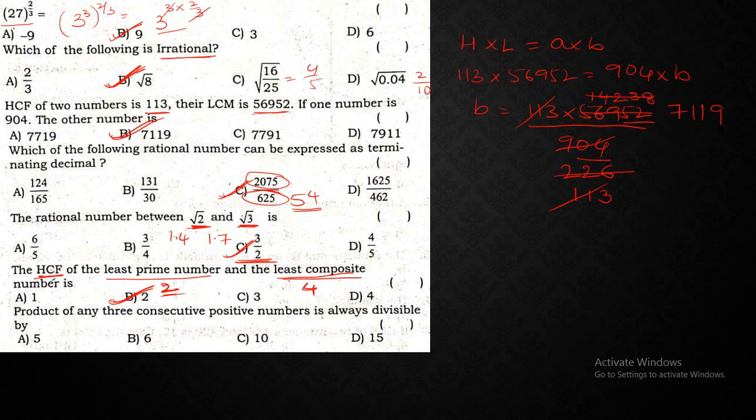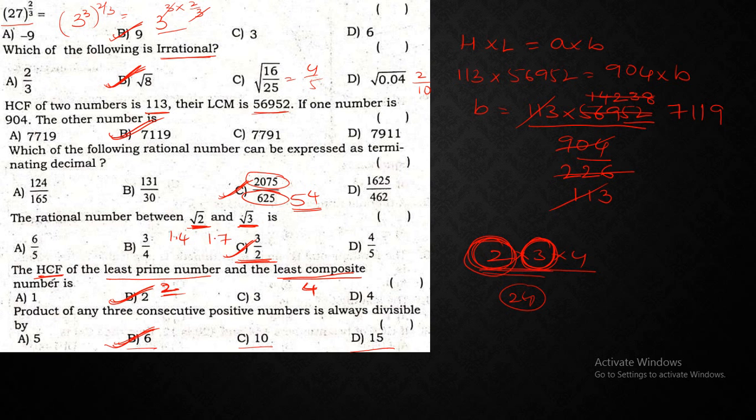The product of any 3 consecutive positive numbers is always divisible by? So consider any 3 consecutive numbers, 2 3 4. When I multiply this, what am I going to get? 2 3s are 6, 6 4s are 24. So 24 is divisible by? 5 is not possible. 6. So 6 is the answer, because when you consider 3 consecutive positive numbers, every 3 consecutive positive numbers contain one multiple of 3 as well as 2 even numbers. Among these 2 even numbers, if I consider one even number, clearly 2 3s are 6.